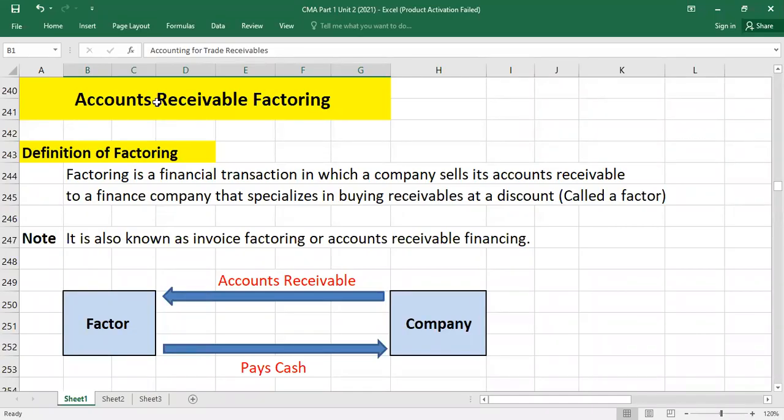This is the third video related to the accounting for receivables. In the first video, we talked about how we can recognize the bad debts expense by using the allowance method. In that video, we talked about the income statement approach and the balance sheet approach to calculate the allowance. In the second video, we talked about how we can book the bad debts expense by using the direct write-off method. And this is the third video in which we are going to talk about accounts receivable factoring.